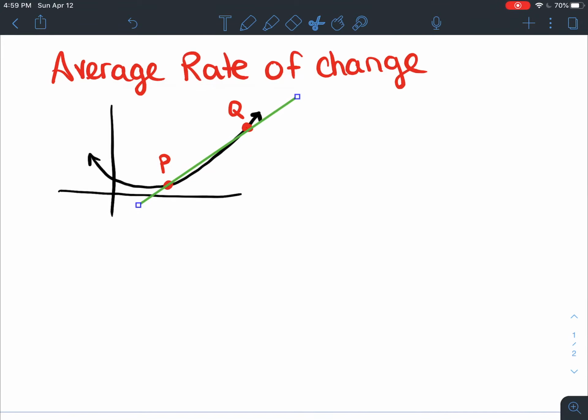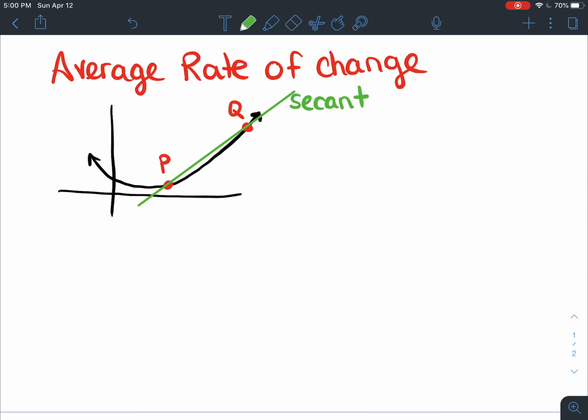Just gonna make it go right through those points. Okay, there we go. So we can take a line, and a line that goes through 2 points, we would call that a secant. That's the name of it, secant. So it's just a line that goes through 2 points.